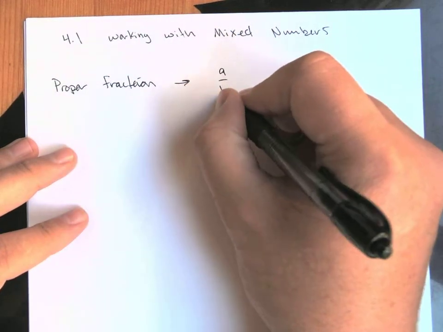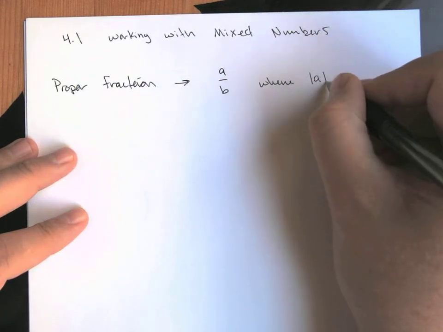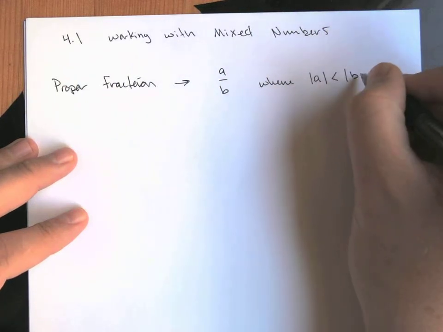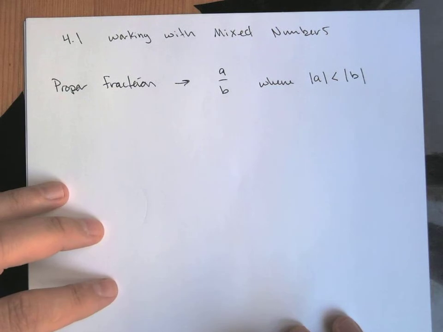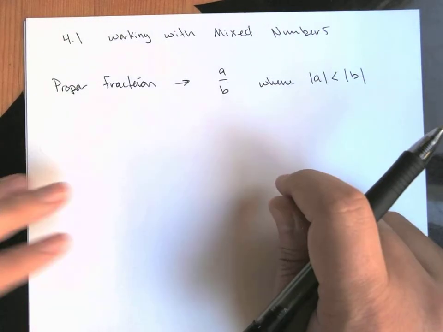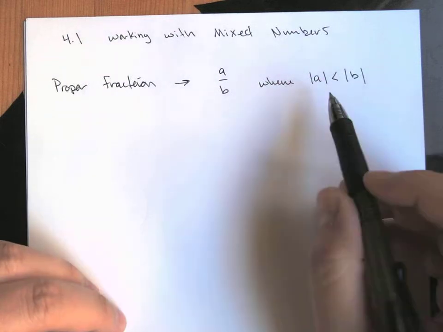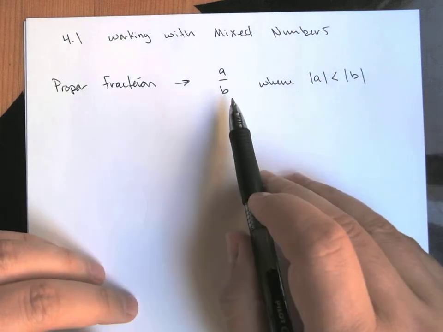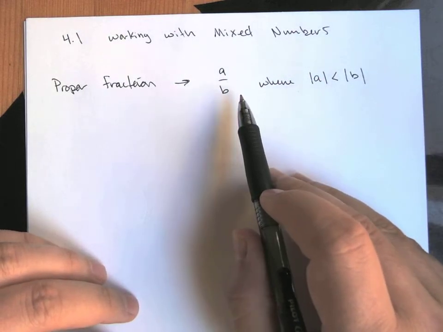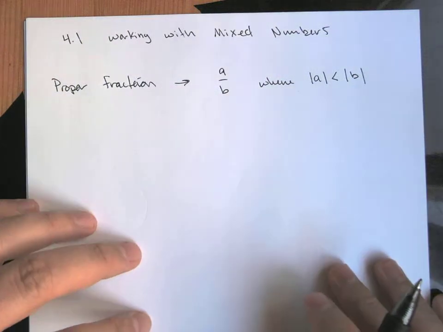Would be a over b, where our value for a is less than the value for b. I'm using absolute values here, in theory. The a and b could be positive or negative. So you have a smaller number on top and a larger number on the bottom. That's what people generally think of as a fraction, just by itself.